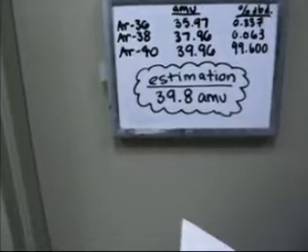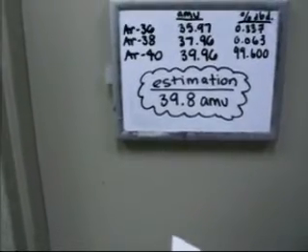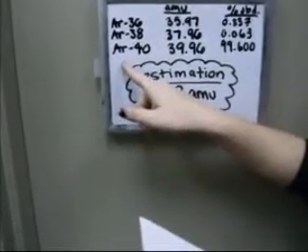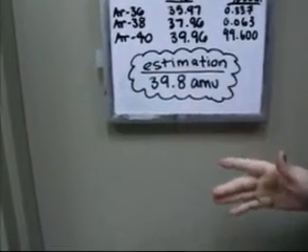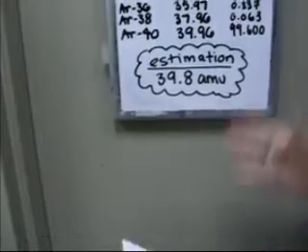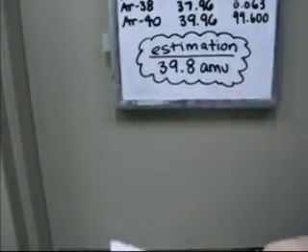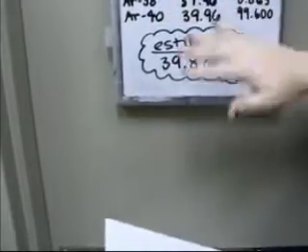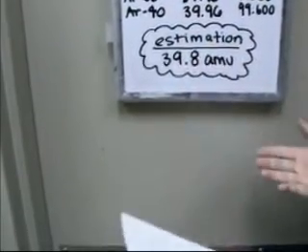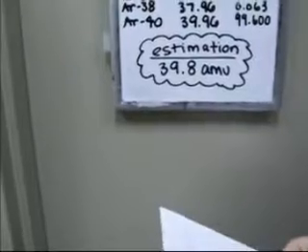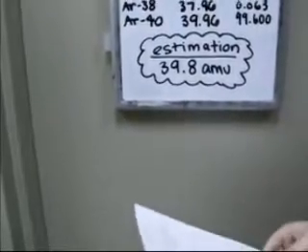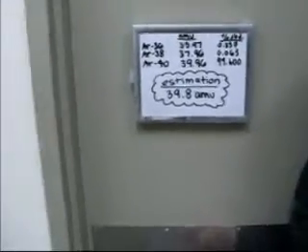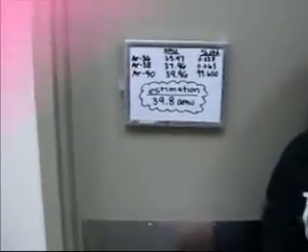So the first thing you should do is look at the percent abundance and find which isotope has the greatest percent abundance, and that's clearly argon-40. Then you should look at the other isotopes and decide if their percent abundances raise or lower the average. As you can see, argon-36 and argon-38 are going to lower the average slightly. So we can conclude that the average atomic mass should be slightly lower than argon-40. Our estimation was that it should be 39.8 AMU.